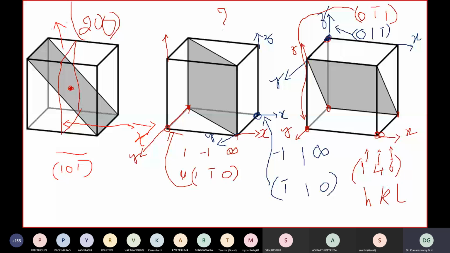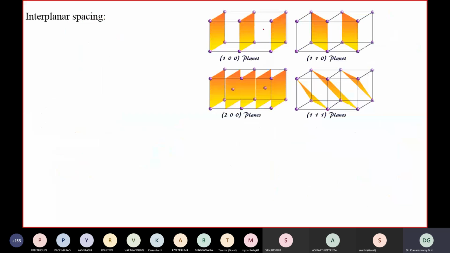or body centered cubic structure. Okay. So here, this is 2, 0, 0 plane. This is 1, 1, 1 planes. So you can represent a crystal structure using these different types of planes.